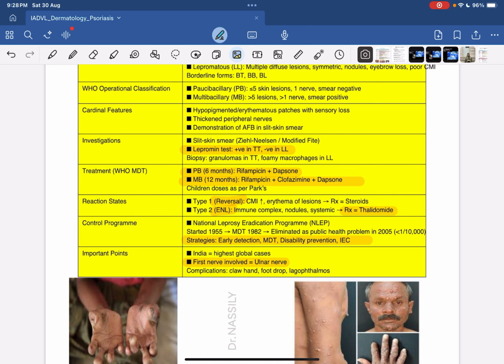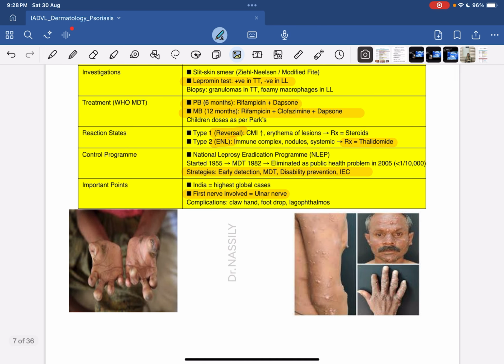Then control program, National Leprosy Eradication Program was started in 1955. Multi-drug therapy was started in 1982, and we have eliminated leprosy as a public health problem in 2005. The strategies are early detection, multi-drug therapy, disability prevention, information education, and communication. Okay, important point, India had the highest global cases. First nerve to be involved is ulnar nerve. The complications are claw hand, foot drop, and lagophthalmos.